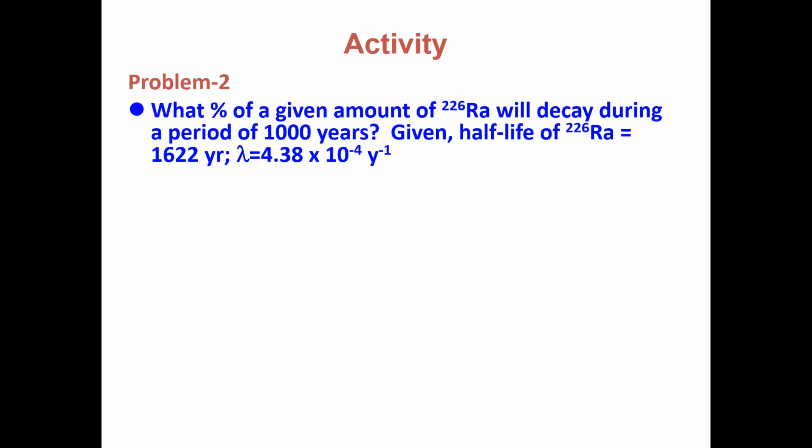So another problem, problem number 2: what percent of a given amount of radium 226 will decay during a period of 1,000 years, given a half-life of radium equal to 1,622 years? The decay constant lambda is equal to 4.38 × 10 raised to power minus 4 per year.